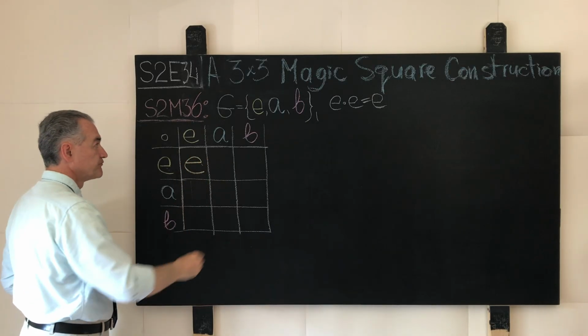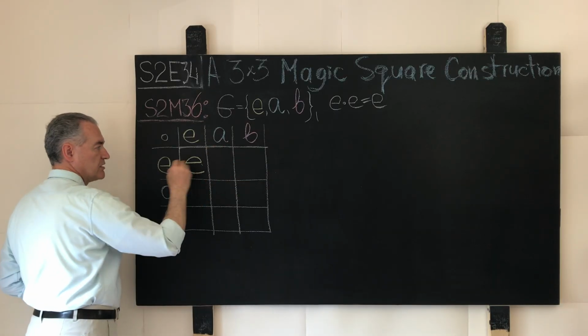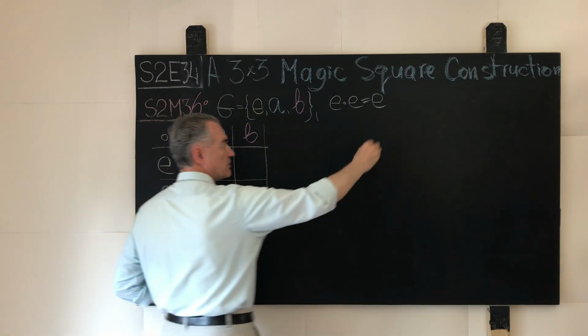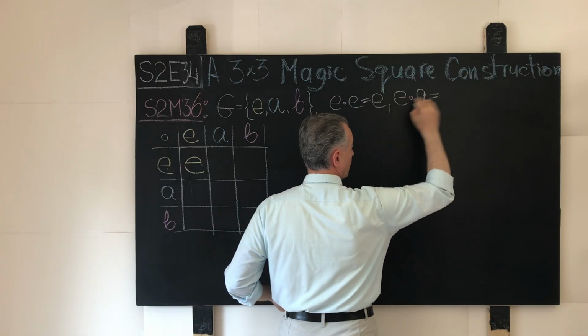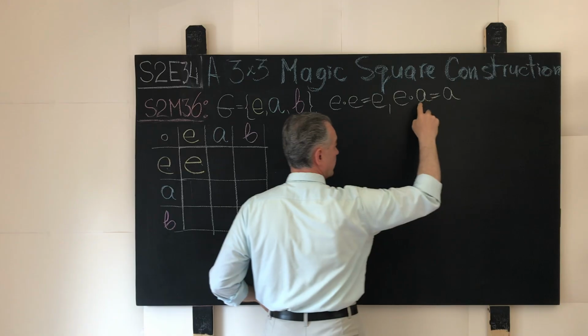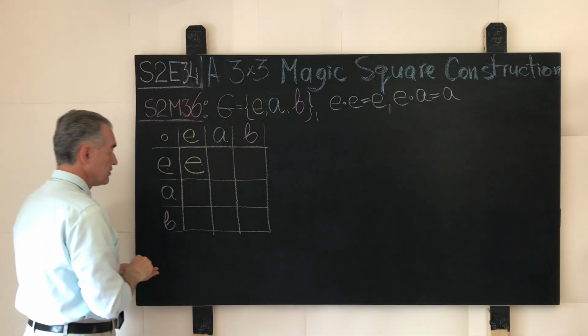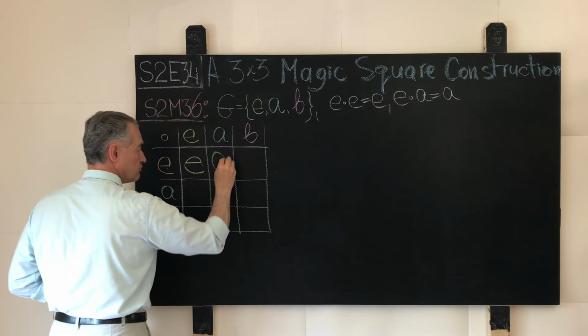The next cell: A goes on the right, E goes on the left. I'll write it down for you over here. E on the left, A on the right. What is the result of this product? A, the group element A. We'll write it down in blue.